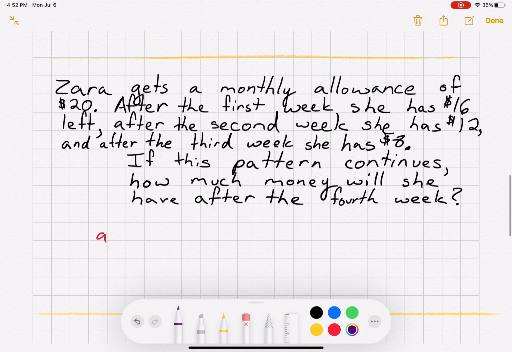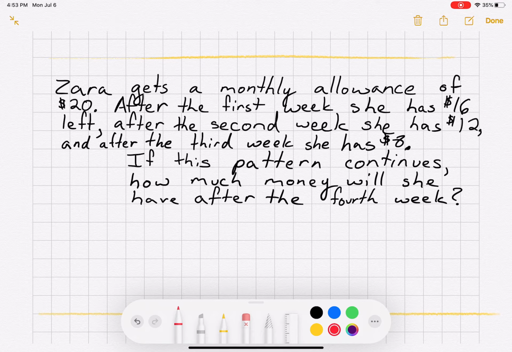So Zara here gets a monthly allowance of $20. After the first week, she has $16 left. After the second week, she has $12 left. And after the third week, she has $8 left. So if this pattern were to continue, how much money will she have after the fourth week?